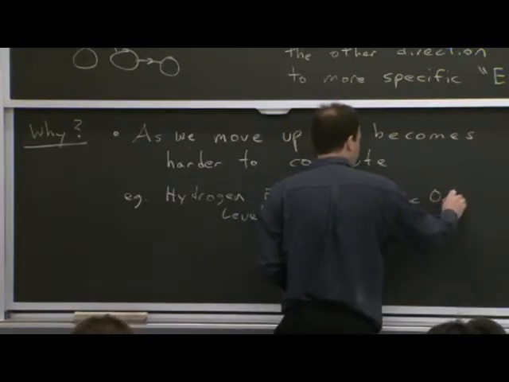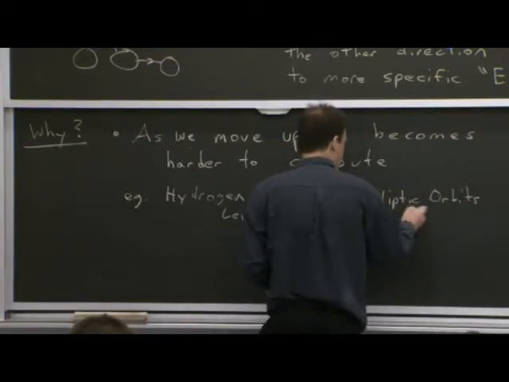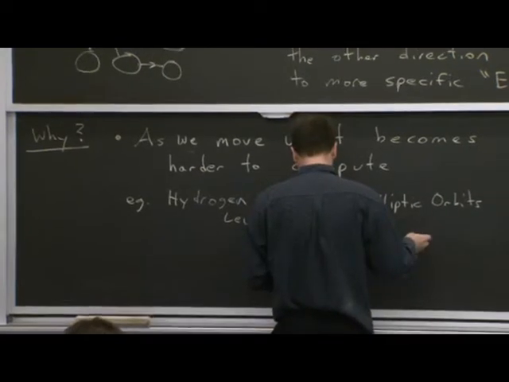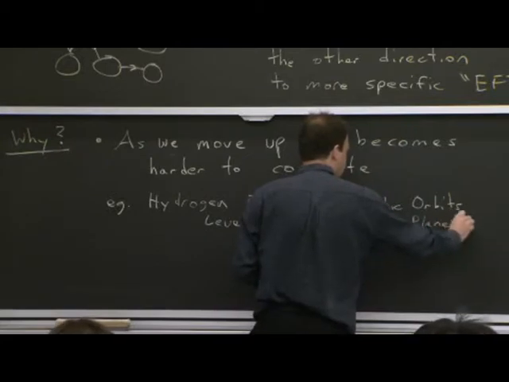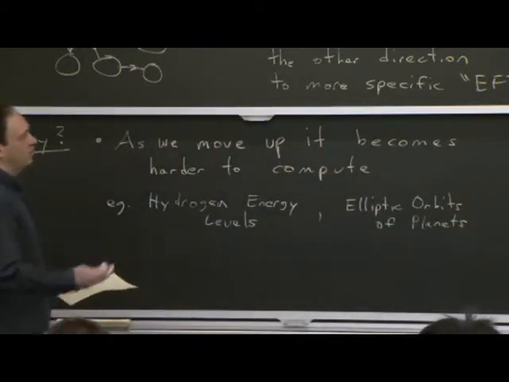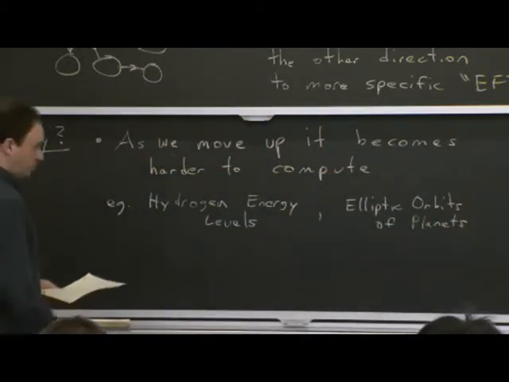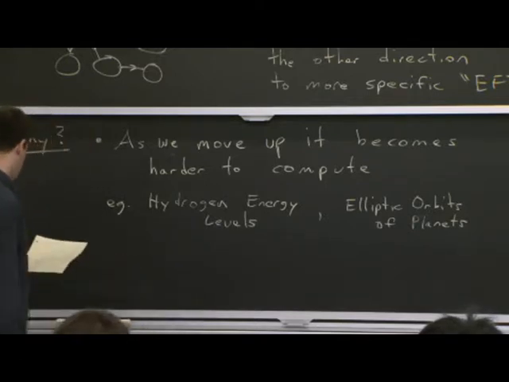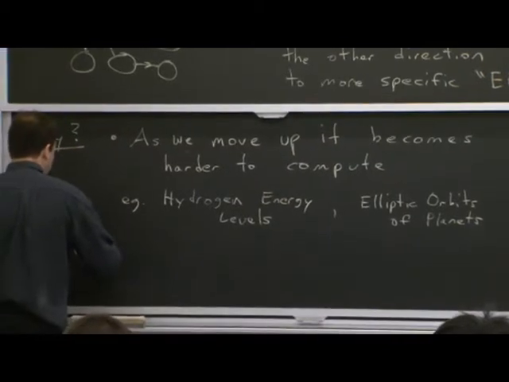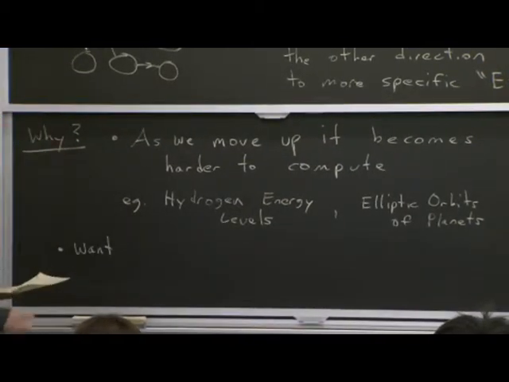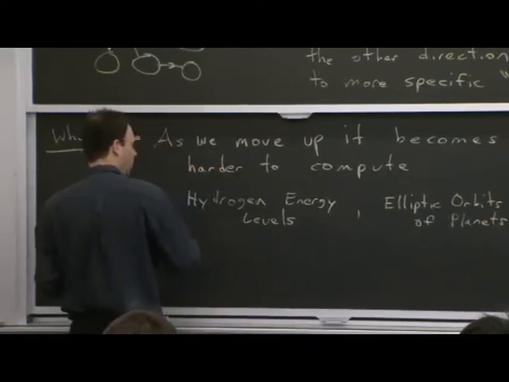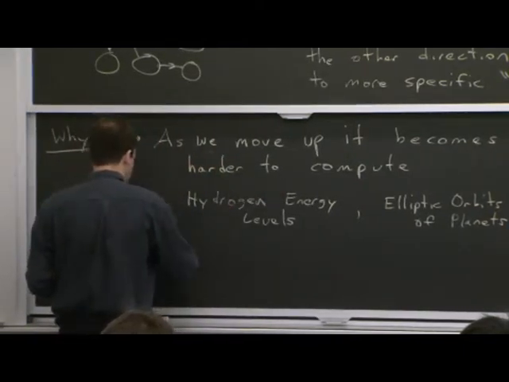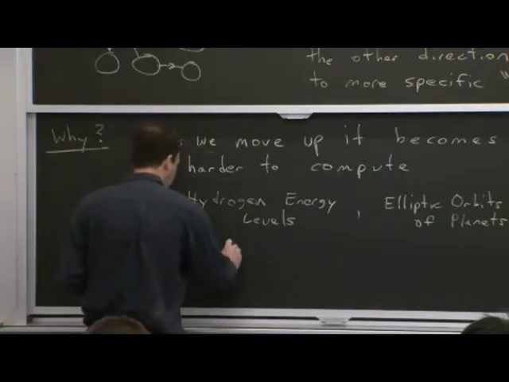Another is the elliptic orbits of the planets, which are easier in Newtonian gravity than in general relativity. And these are just two examples. There's many more where one of these blobs may be too general for actually tackling the problem that you want to deal with. And by focusing in, which is what effective field theory allows you to do, you can compute more accurately and in a simpler fashion.